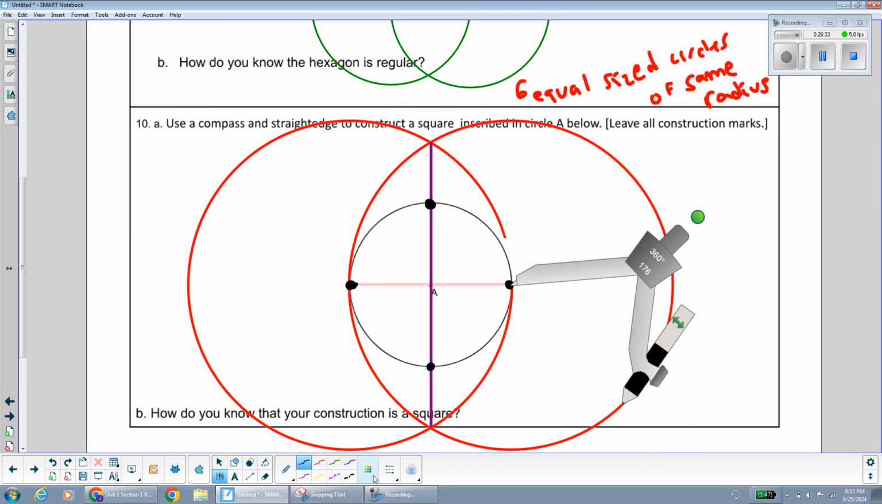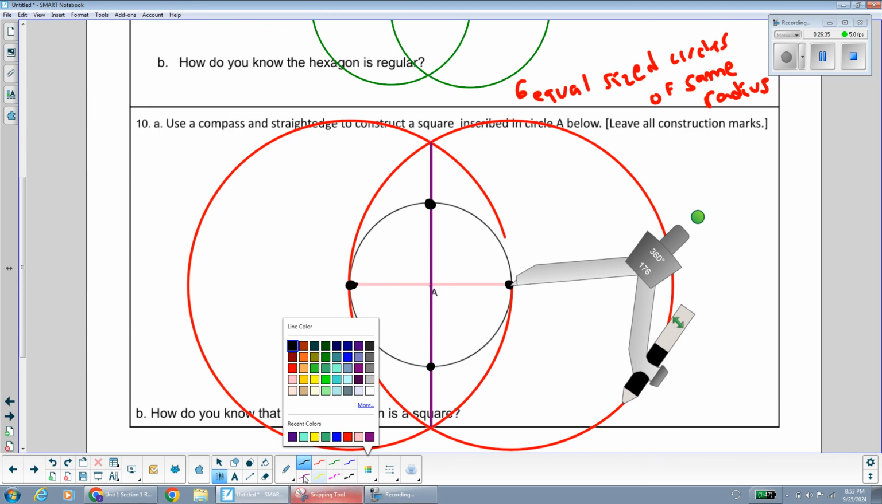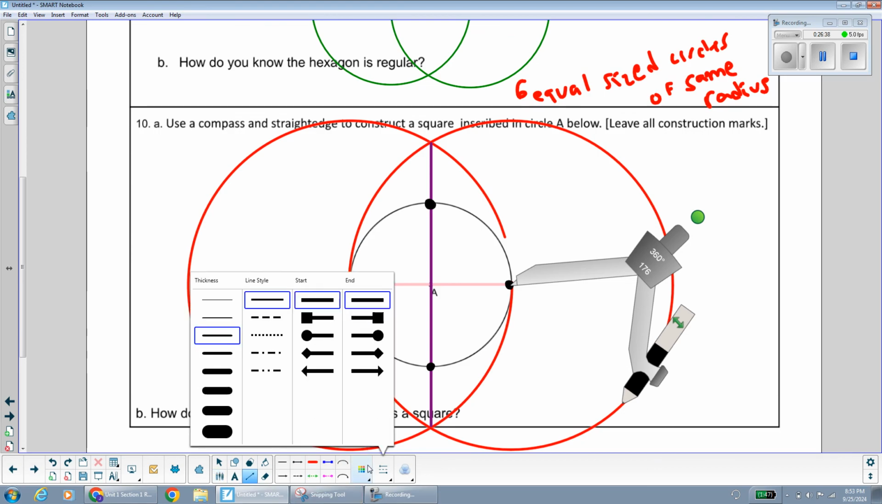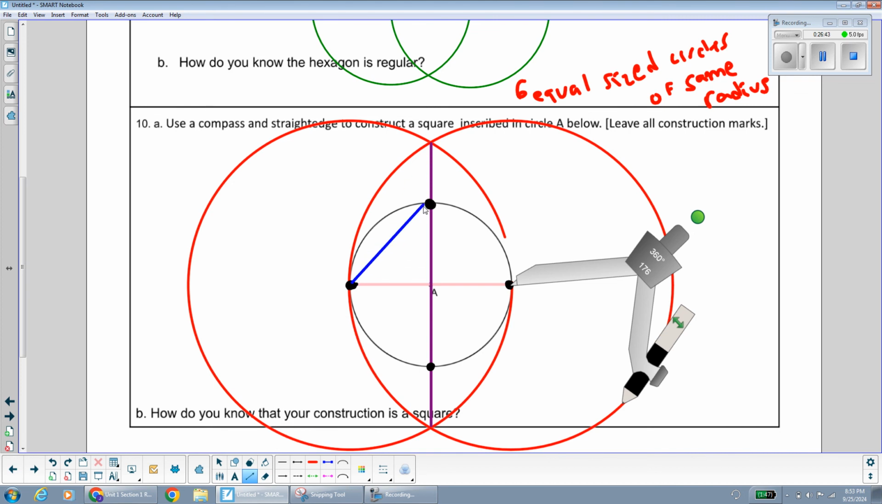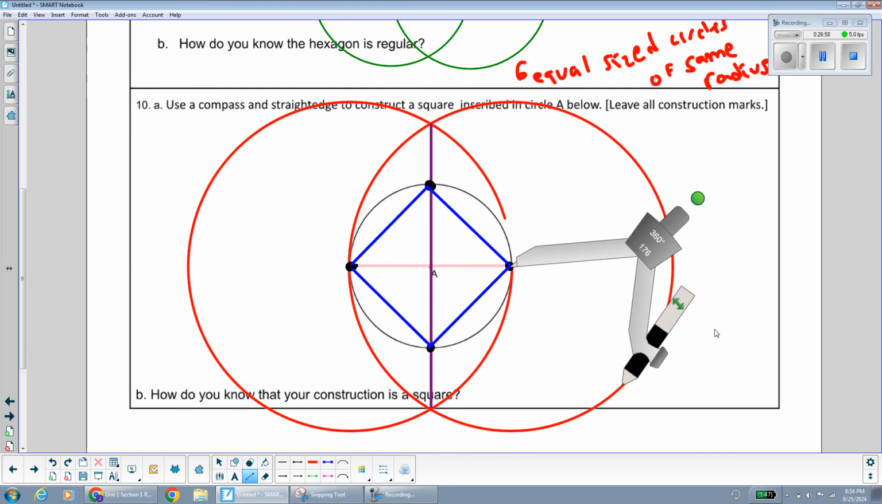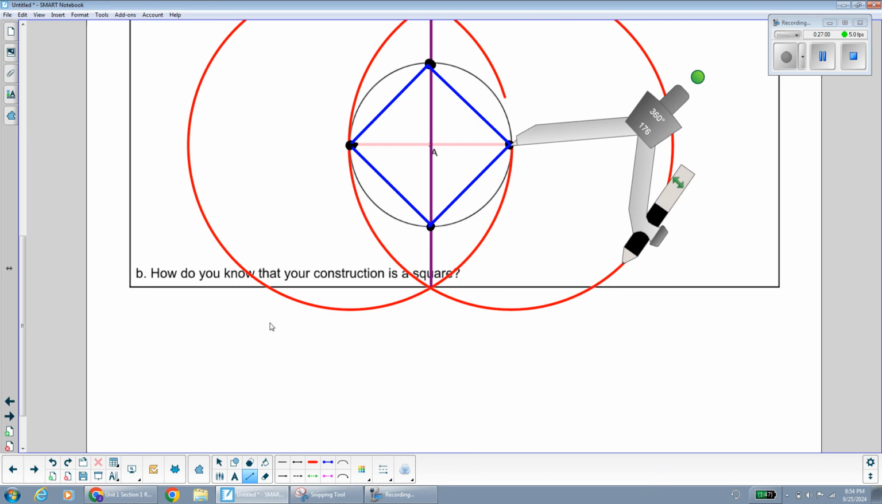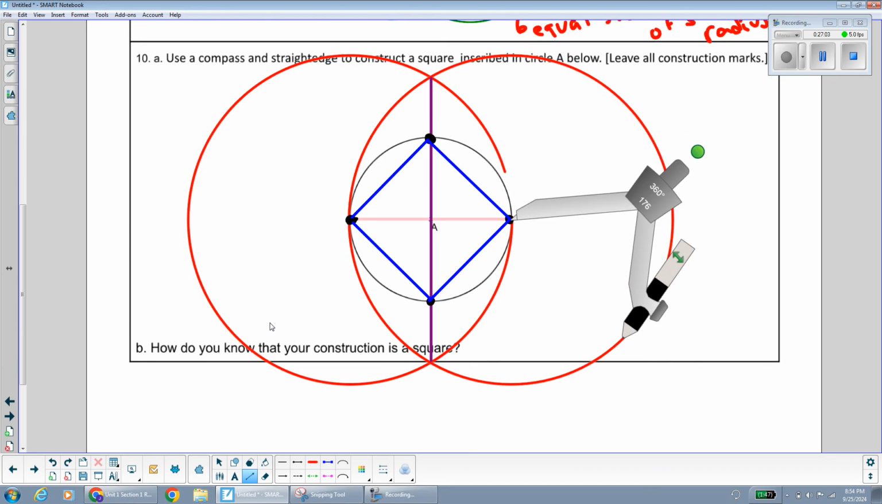So if we connect where those diagonals meet the circle, we can get the four sides. Oops. This is the hardest part with the straight edge. We can get the four sides of the square. I know that my construction is a square because the diagonals are both congruent and perpendicular, since I created a perpendicular bisector construction.